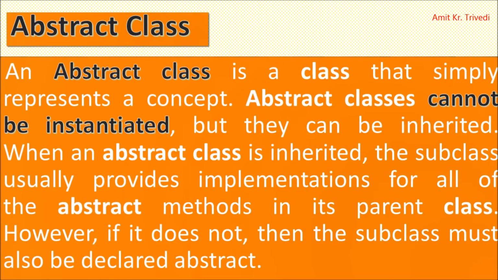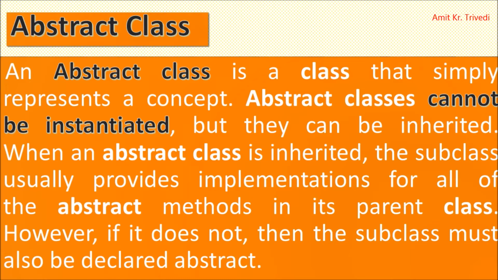Now an abstract class is a class that simply represents a concept without implementation. An abstract class cannot be instantiated. That means for an abstract class we can't create objects, but they can be inherited.